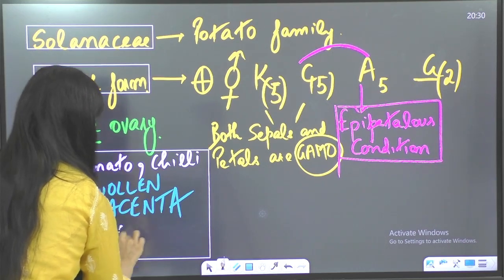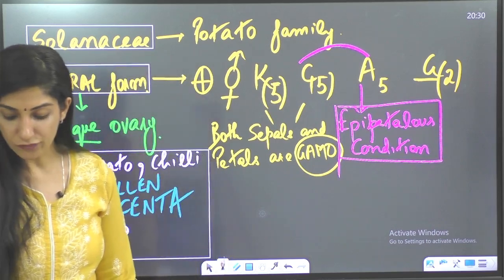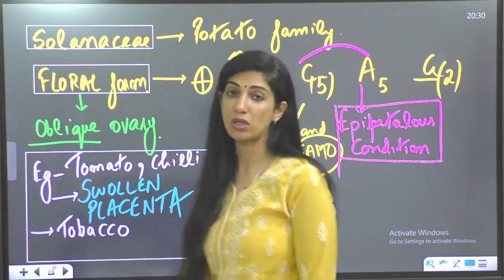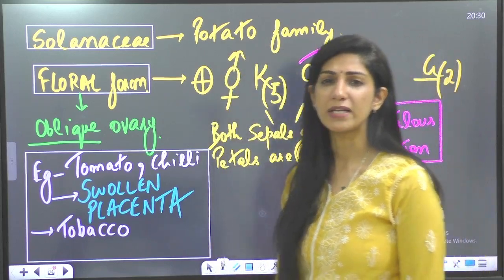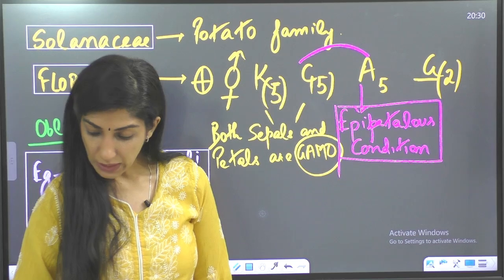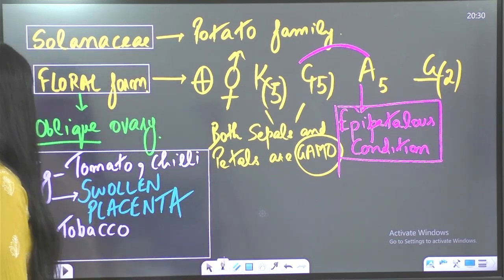So chili, and another member that they tend to ask is tobacco, because it is also commercial. Tobacco is also commercial. So these you have to remember. And one of my favorite herbs belonging to this family is ashwagandha. Okay. Now all our dicot families are done. We will move on to the monocot family.